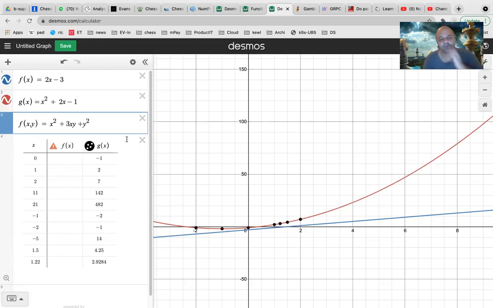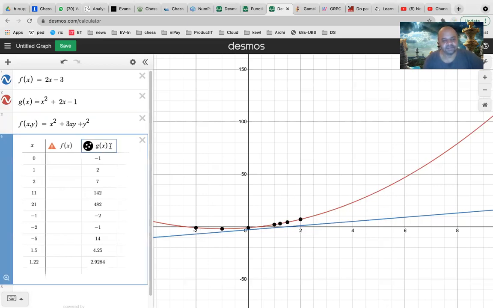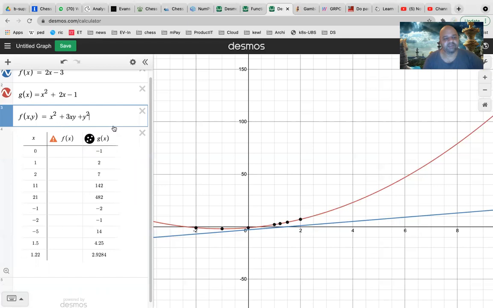Okay, so now you see here, what is this one? Now f of x we have not got here, because it is in two variables. But you will be able to get a value. So this way, if you define it, and now let us kill this.